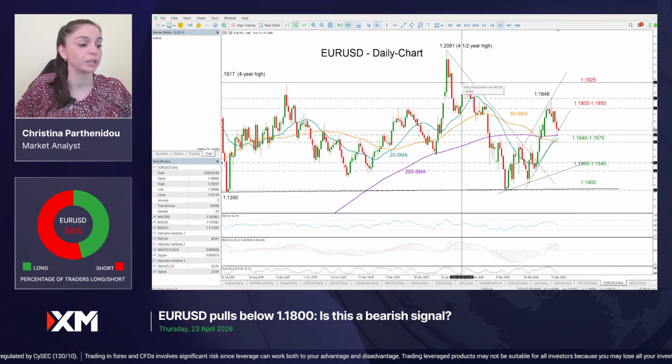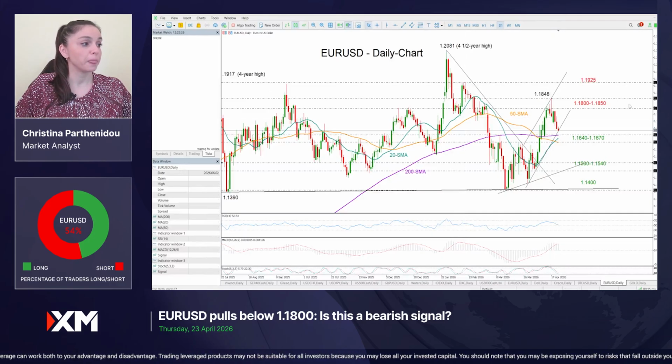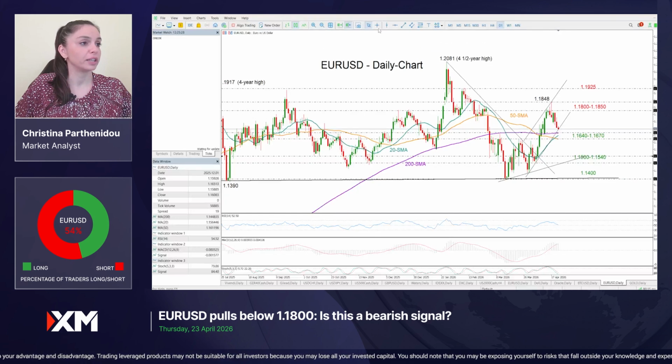And of course, we would like to see a decisive rally beyond that in order to target the 1.1925 region taken from February 9th, where the price found strong resistance around this level. And beyond that, of course, all the attention will turn to the 4.5-year high of 1.2080 seen in January, or even towards the 1.20 psychological mark.